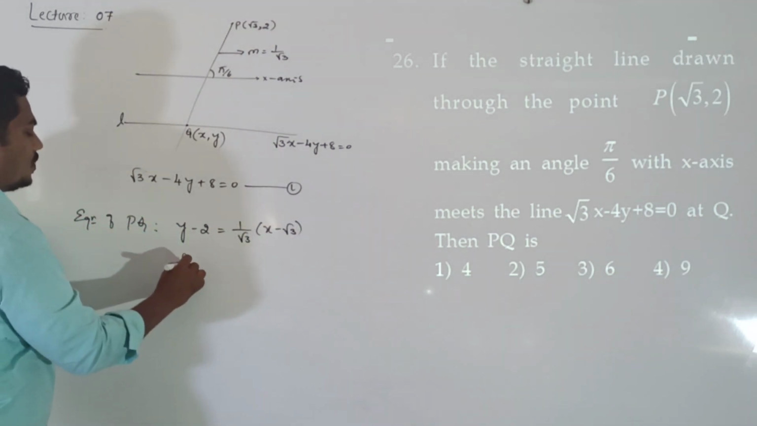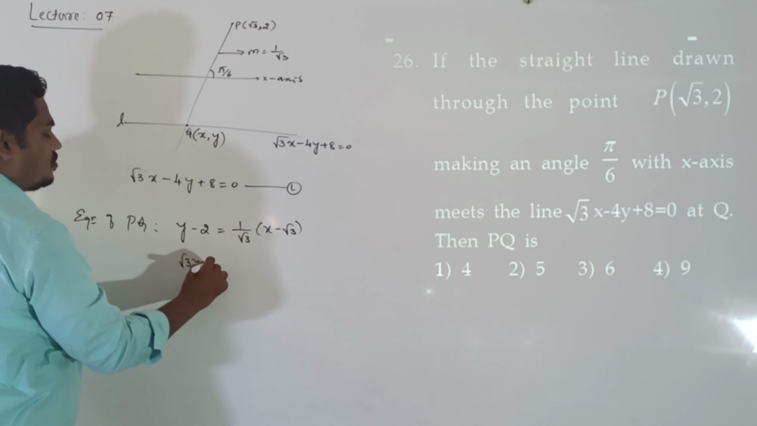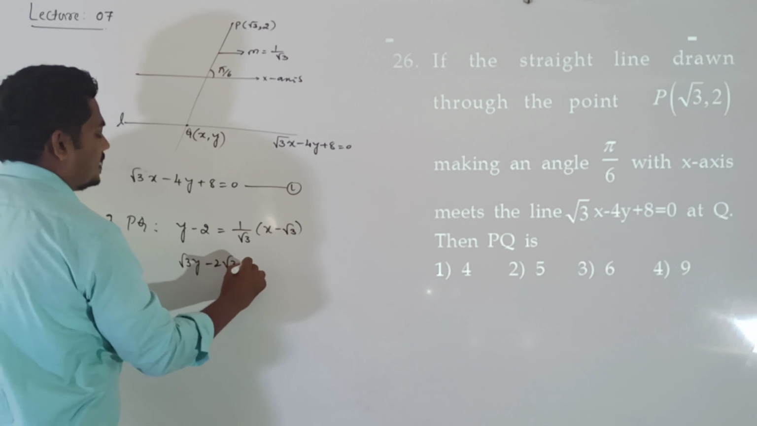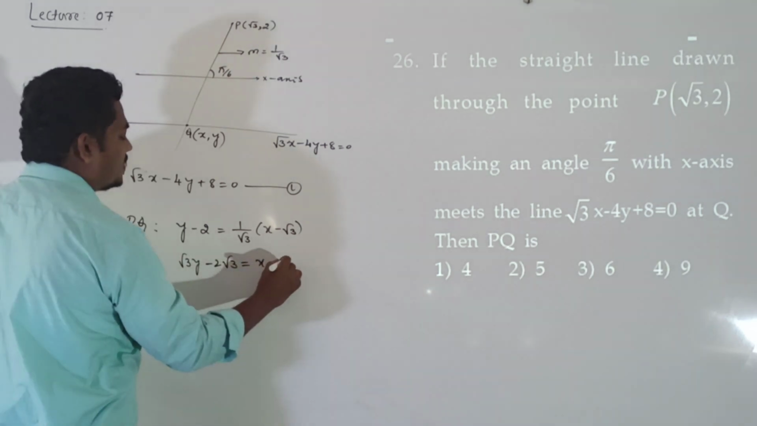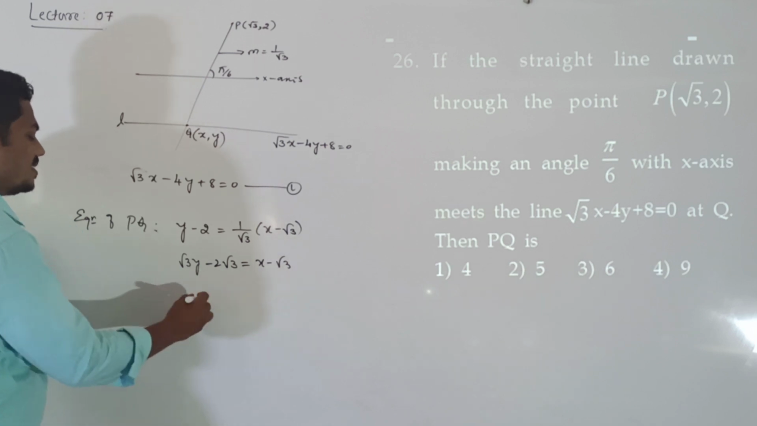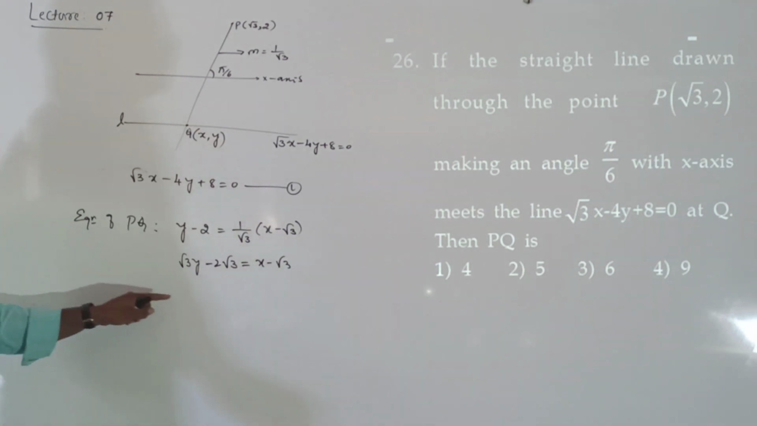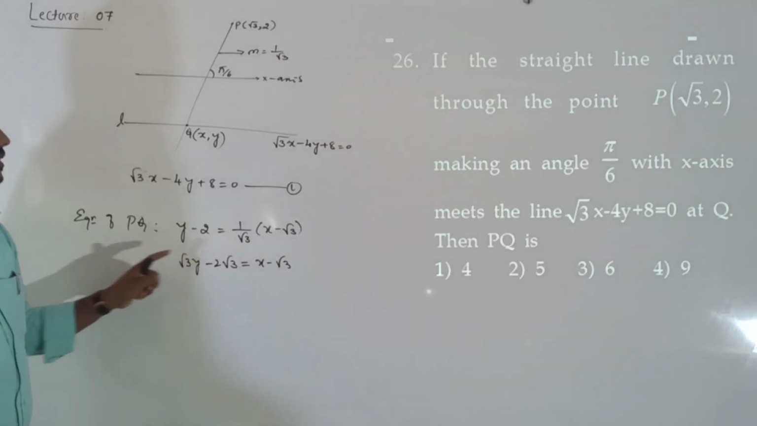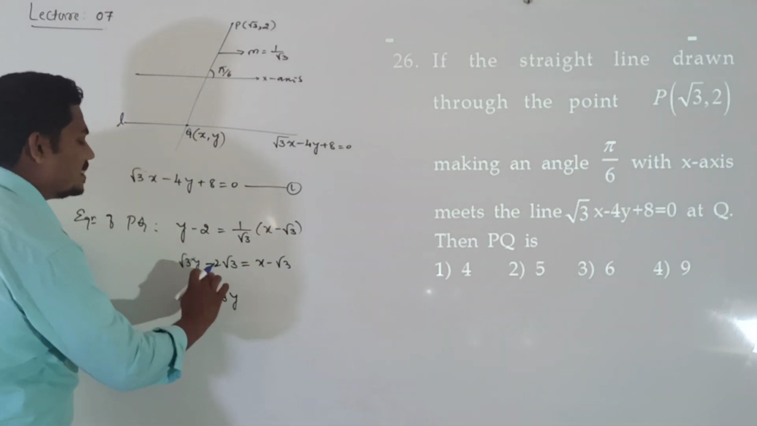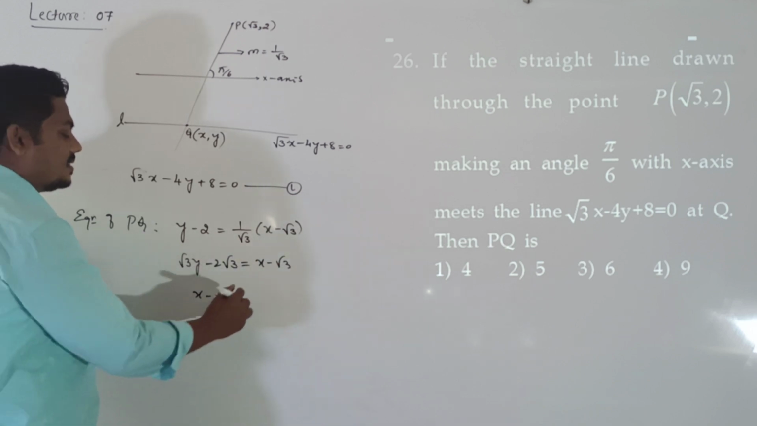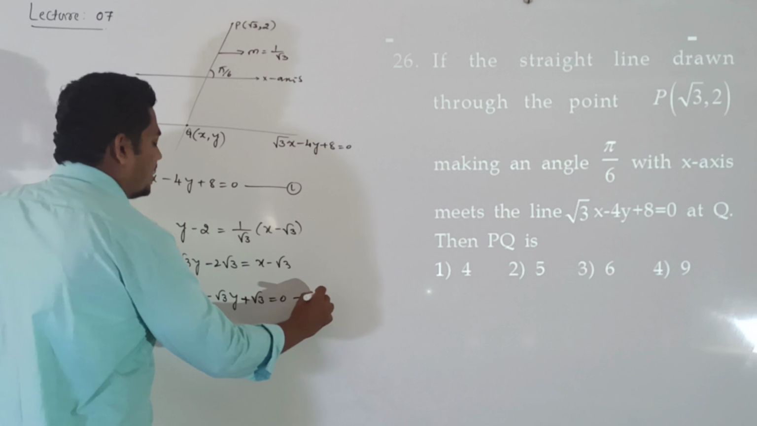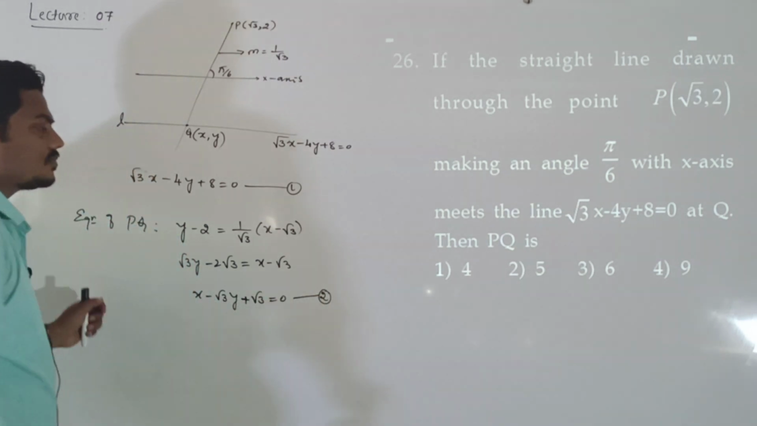Now, root 3y minus 2 root 3 is equal to x minus root 3. Now just rearrangement. x minus root 3y, sending these two terms to the RHS, plus root 3 equal to 0. Take this as equation number 2.